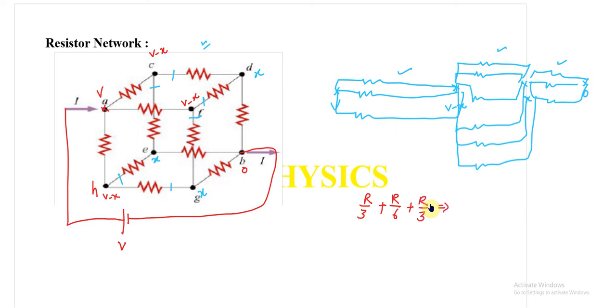So on calculation, what we will get is 5R by 6. And I think that is the same answer that we got in our last video also.